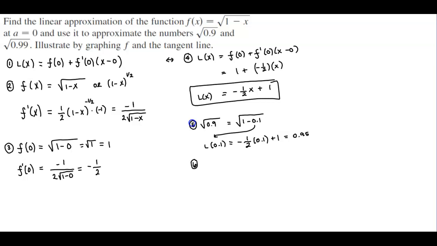Okay, and then if we take a look at the square root of 0.99, well, that's equal to 1 minus 0.01. So now we want to find L of 0.01, and that's going to equal negative 1/2 times 0.01 plus 1, and that gives us 0.995. And now we want to illustrate by graphing f and the tangent line.